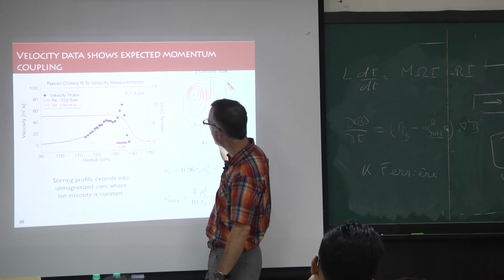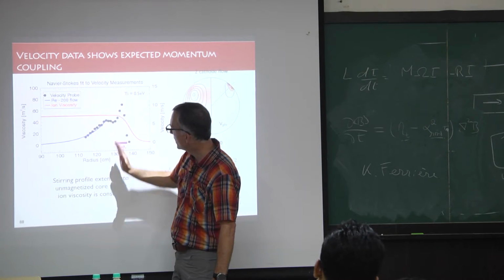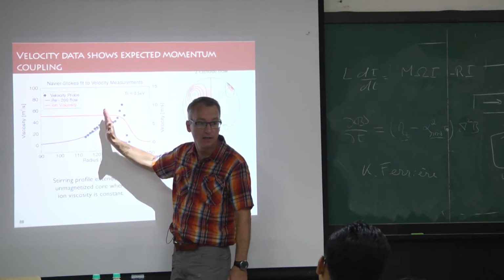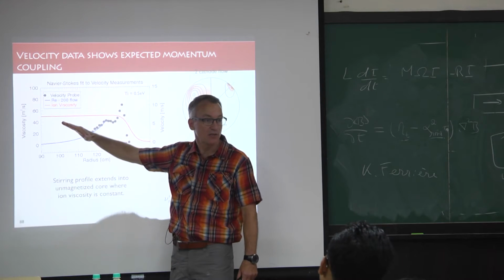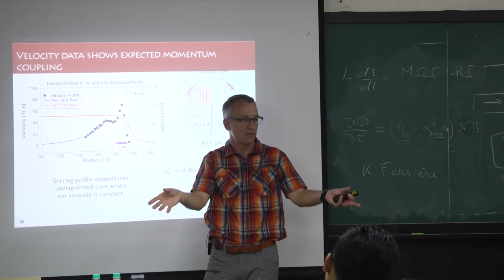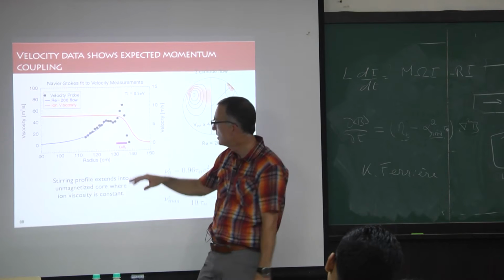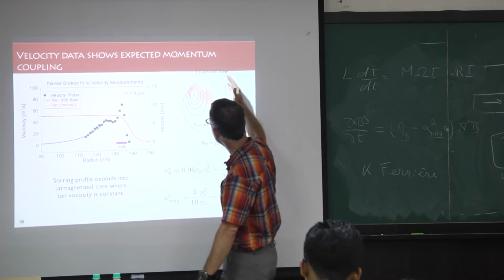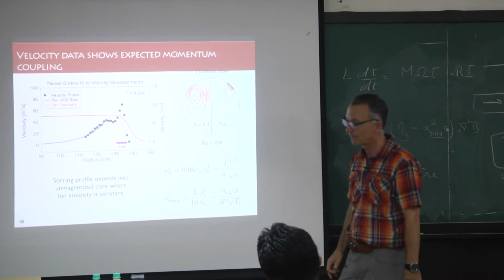And so what we do when we model this is we only model it inside a radius which is in the unmagnetized region. So we don't try to model the entire sphere where the cusp field is. We just model the region which is interior to this. Okay?